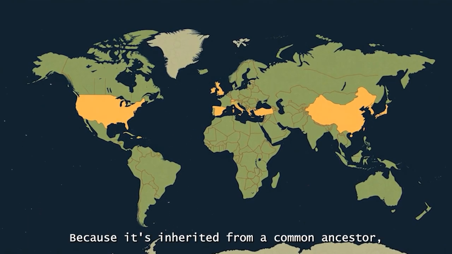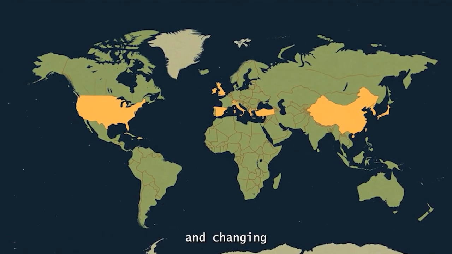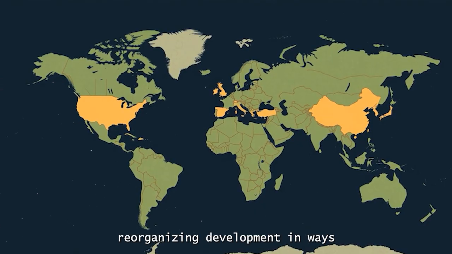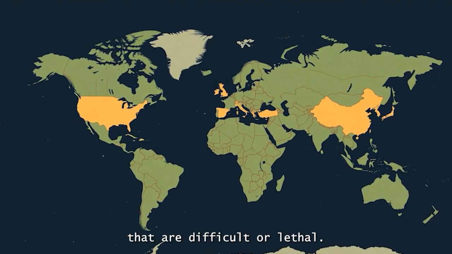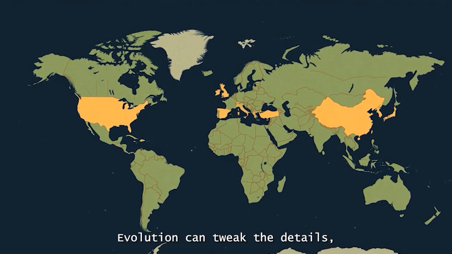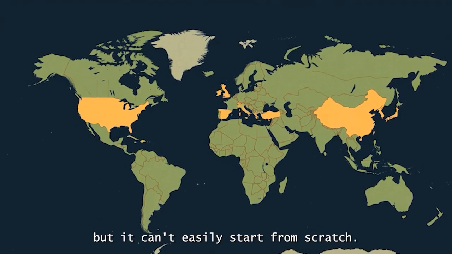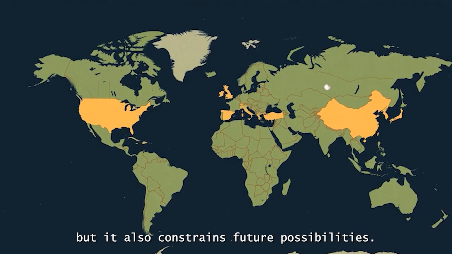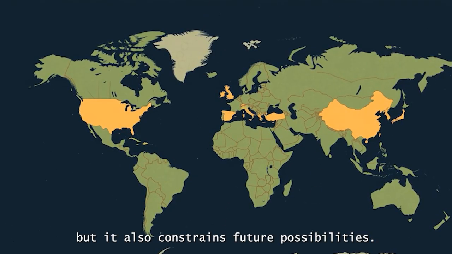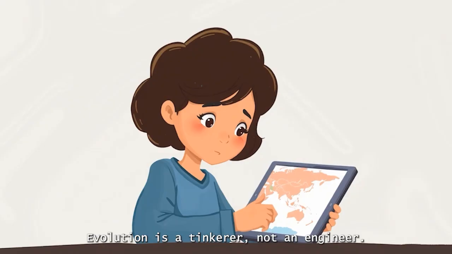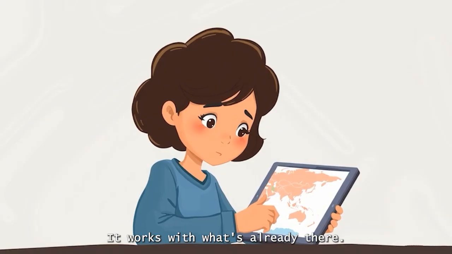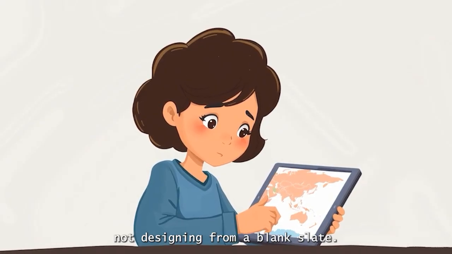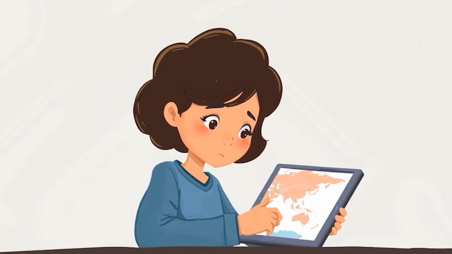Why? Because it's inherited from a common ancestor, and changing it would require reorganizing development in ways that are difficult or lethal. Evolution can tweak the details, but it can't easily start from scratch. DNA controls current traits, but it also constrains future possibilities. Evolution is a tinkerer, not an engineer. It works with what's already there, building on the past, not designing from a blank slate.